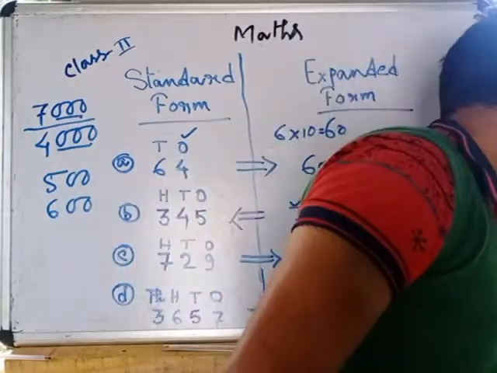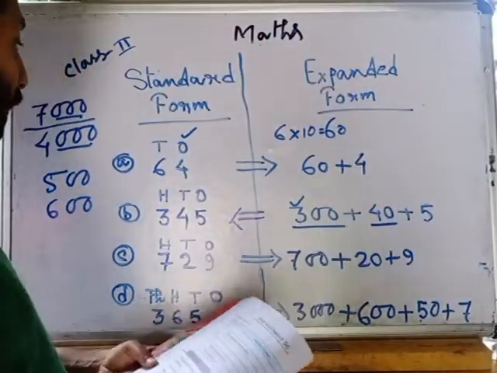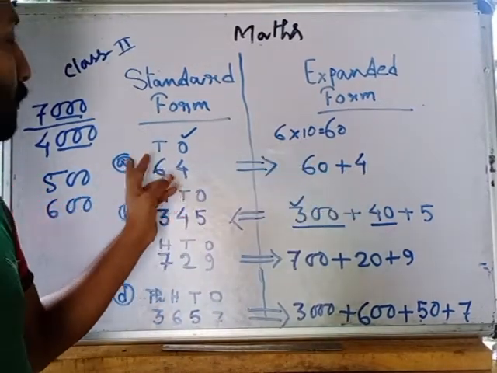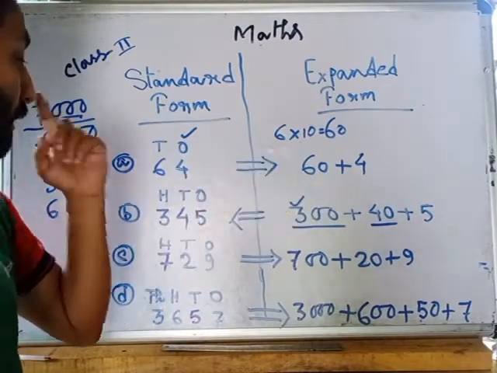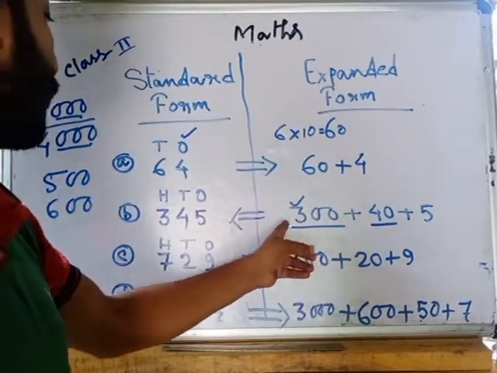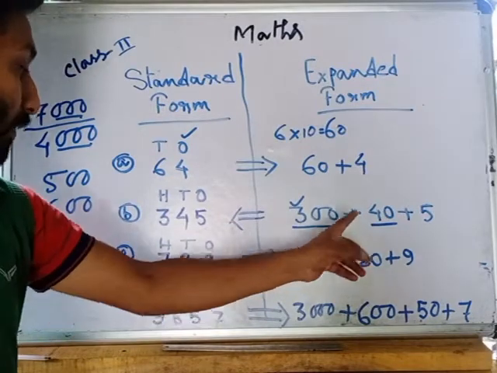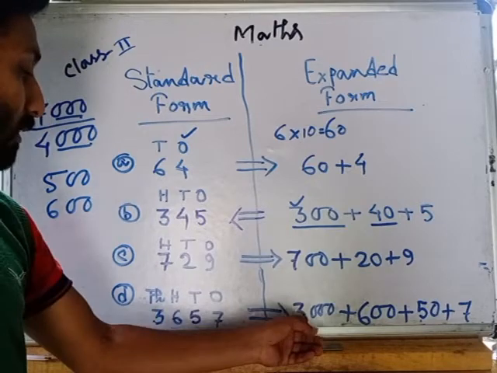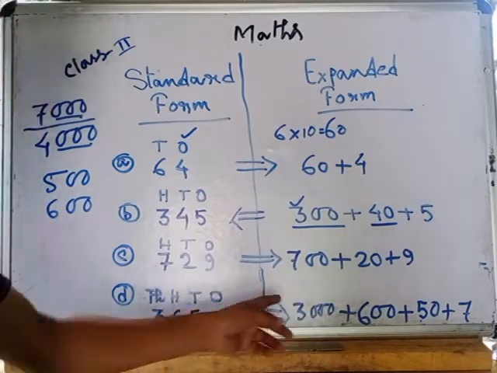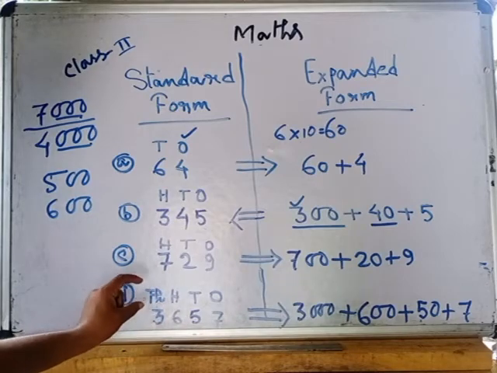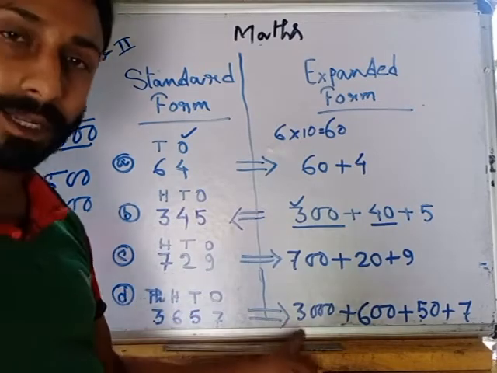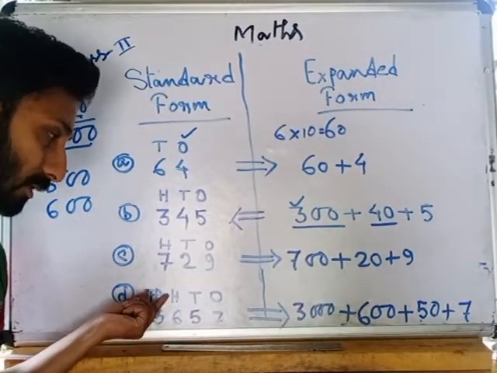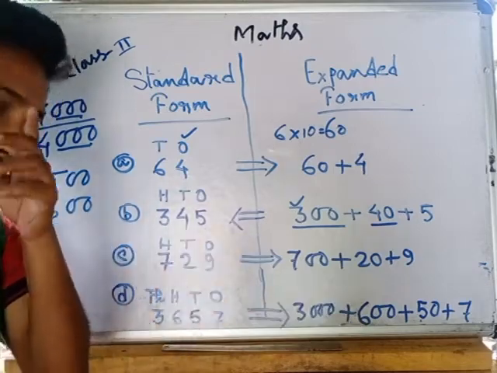So you should do it. I will tell you again. If it is the place of 1, that is the same number. If it is 10, we should write a single 0 and write the digit. If it is the 100 place, that means 100, 300, 400, 500. If it is the place of 1000, you should write 3 zeros after the digit. If 4 is at the place of 1000, that means 4000. If 7 is at the place of 1000, that means 7000.